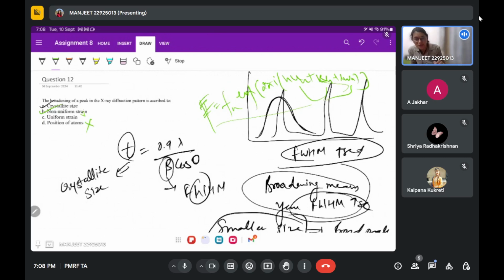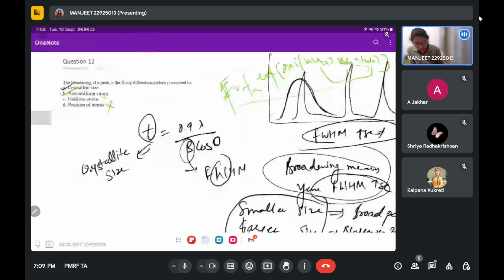So C and D are not responsible. Basically, uniform strain and the position of the atom are not responsible for the broadening of the peak. Only the crystallite size and the non-uniform strain give you the broadening of the peak. So A and B are the correct answers. Let's move to the next question.